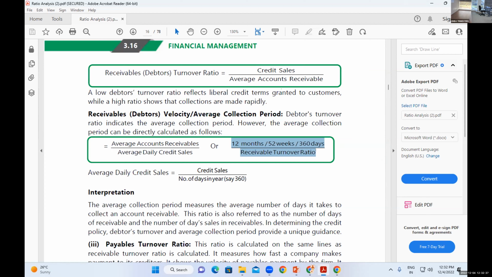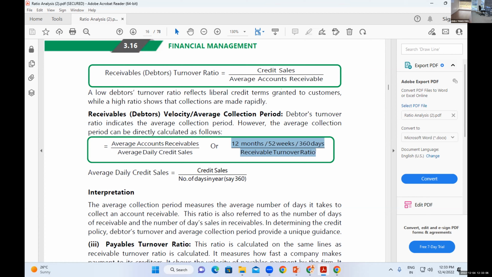You are taking 1 month as an average period to collect money back. You take another case, 6 months to collect back your money from the debtor, which is good? 1 month. So the lesser the average collection period, the higher the efficiency of the company. Lesser the collection period, higher the efficiency. What is the relationship between collection period and the receivable turnover ratio?